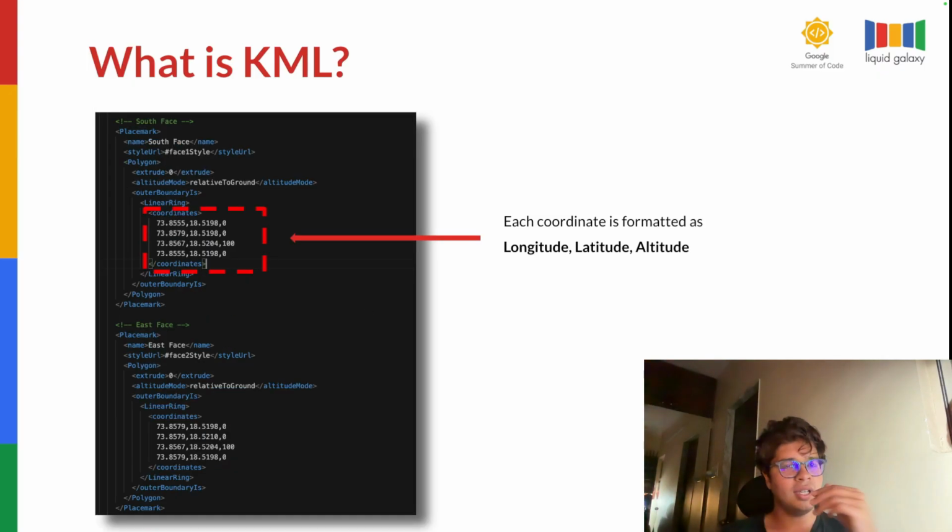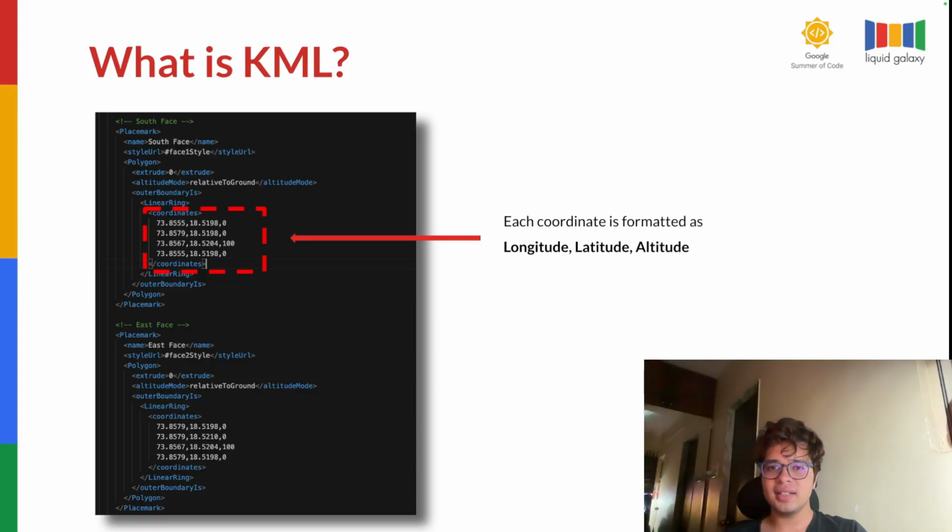Okay. So now here we are looking at certain coordinates, right? We're looking at the part of the KML that actually defines the shape of the pyramid's face using the coordinates. Okay, so inside the Polygon tag, you define this LinearRing.